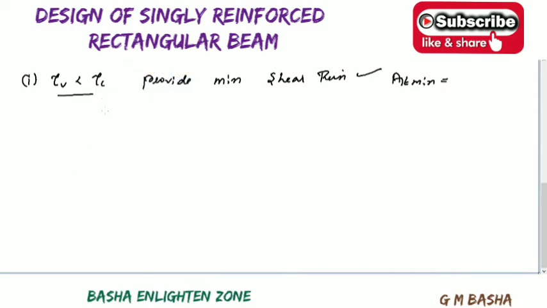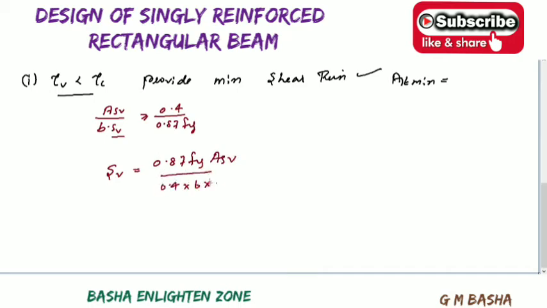So here Asv by b into Sv will be greater than or equal to 0.4 by 0.87 Fy. So here our unknown is the spacing of the stirrups, that is Sv. So if you take that, after cross multiplying you will get Sv equal to 0.87 Fy Asv by 0.4 into b. Fy will be equal to 415, and b is the width of the beam. Sorry, here 0.4 b only, not this Sv.